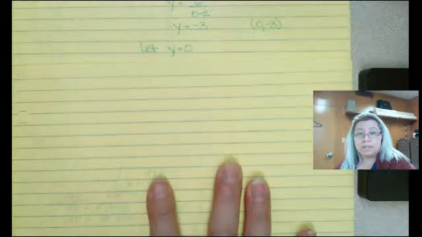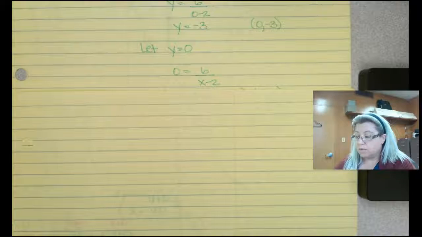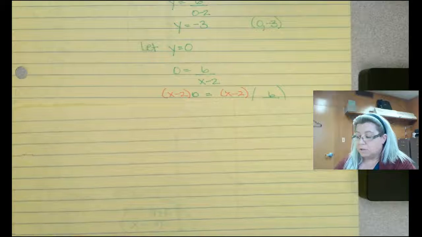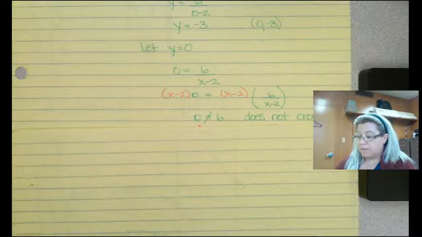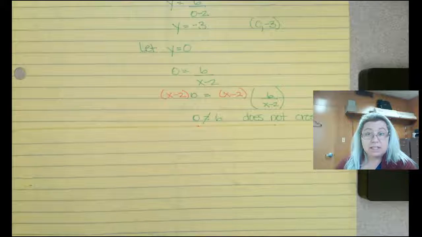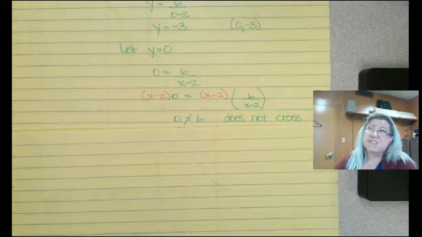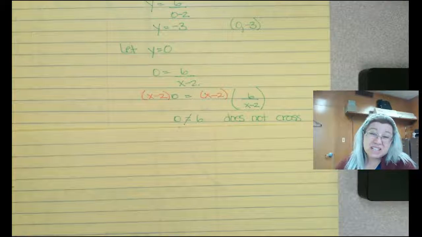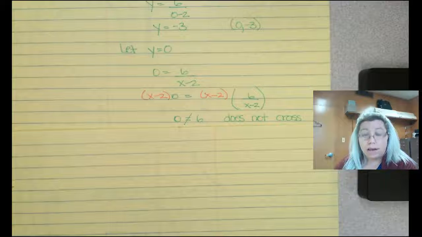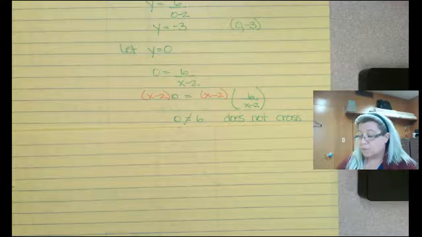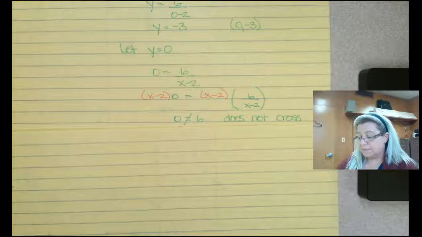Let's let y equal 0. When y equals 0, 0 equals 6 over x minus 2. Let's multiply both sides by the LCD, which is x minus 2. That will give 0 equals 6. But 0 never equals 6, and therefore there is not an x-intercept. It doesn't exist.